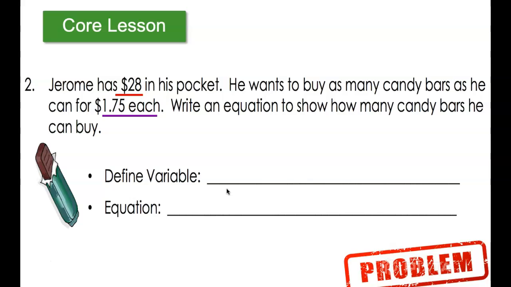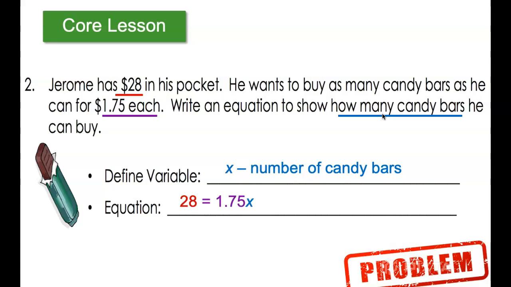Would like to find out how many candy bars he can buy using his $28. Okay, so again, I use blue for the unknown value, and then I'm going to use the variable x once again. X is the number of candy bars, and then you'll see that 28 is on the left side of the equal symbol, and then $1.75 per bar, and we want to find out how many you can buy. So it's the same situation as the first problem.